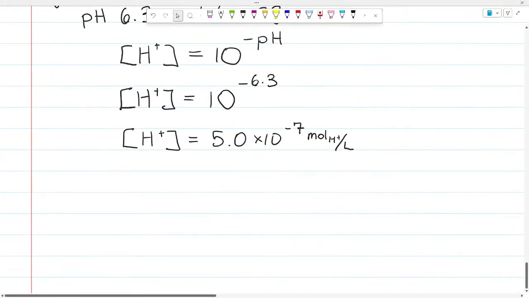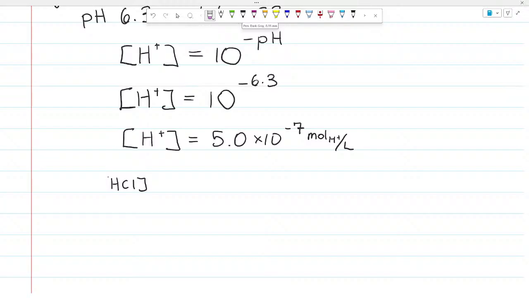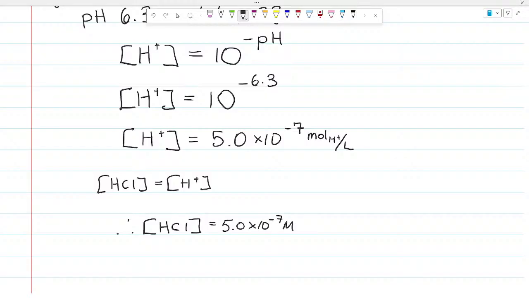Now the last thing you have to know is, where did the H plus come from? So the concentration of HCl, we can assume, unless there's some other source of H plus also present, will in fact just be the concentration of H plus. Therefore, the concentration of HCl will be 5.0 times 10 to the negative 7 molar. Now, I could give you some complex question where there are 2 acids present, right? I'm not going to do that, but I could. So keep in mind that this assumption assumes there's only 1 acid present.